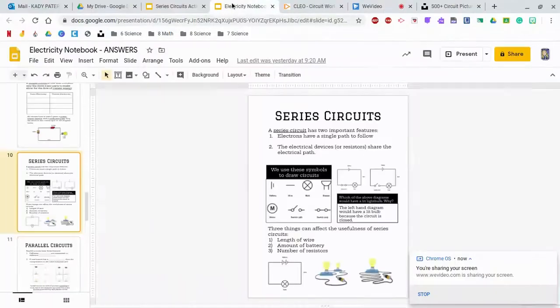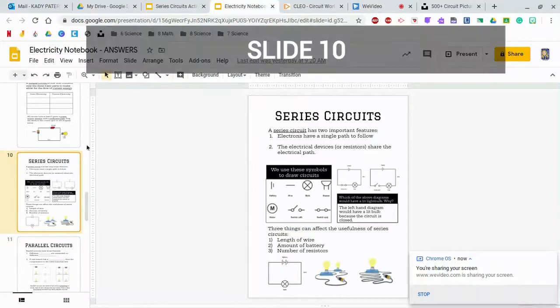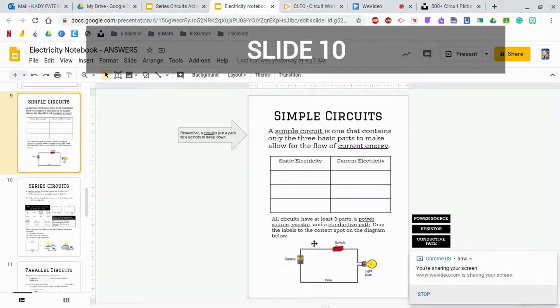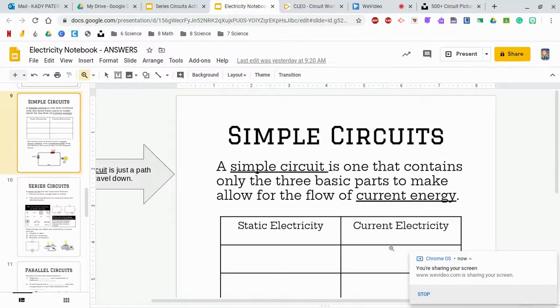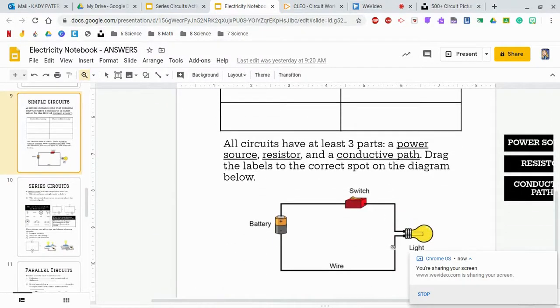Hey, grade 6. So you're looking at slide 10 for this week. Last week we did simple circuits, right? And simple circuits are the ones that look like the bottom of your screen. Sorry, guys. They have three things, right? A power source, a resistor, and a conductive path. So those are the ones you made for me last week, in the circuitry we're going to look at in a second.